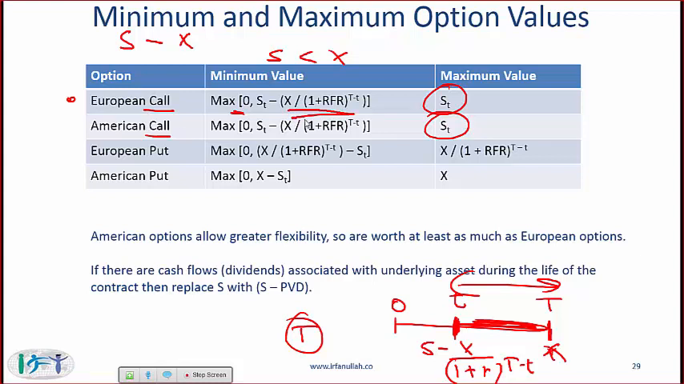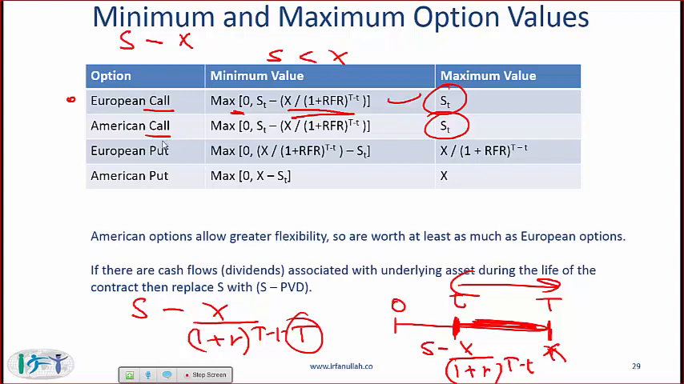So how do you remember this? With a call option, you can certainly remember S minus X. And then you can remember that we don't take X, we take the present value of X. So that is then 1 over R to the power of T minus t. So you remembered this. American call.